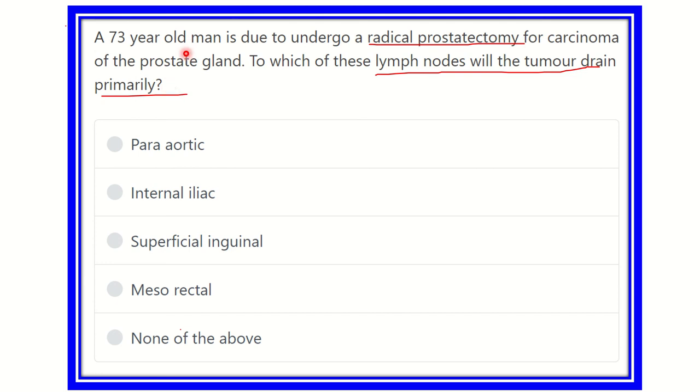The options are para-aortic, internal iliac, superficial inguinal, mesorectal, and none of the above. So we have to find out one of the lymph node groups. We have to find the option which is compatible with the answer to the question, that means the lymphatic drainage of the prostate.